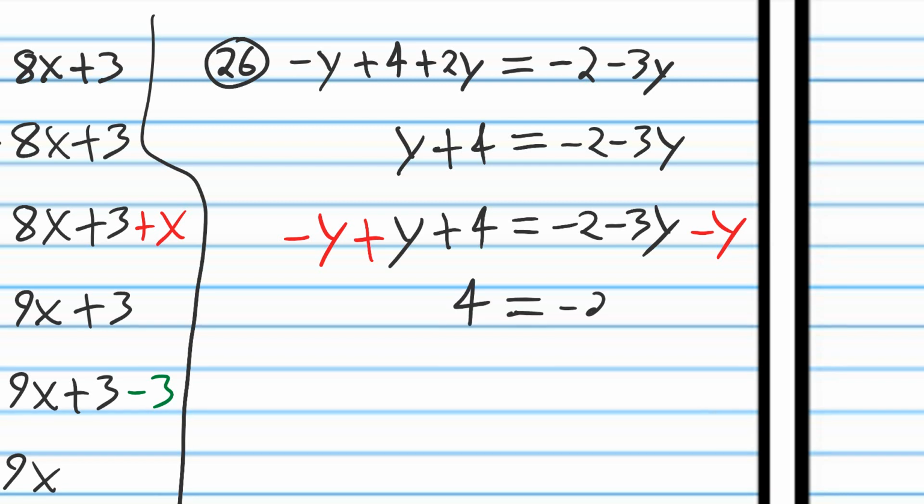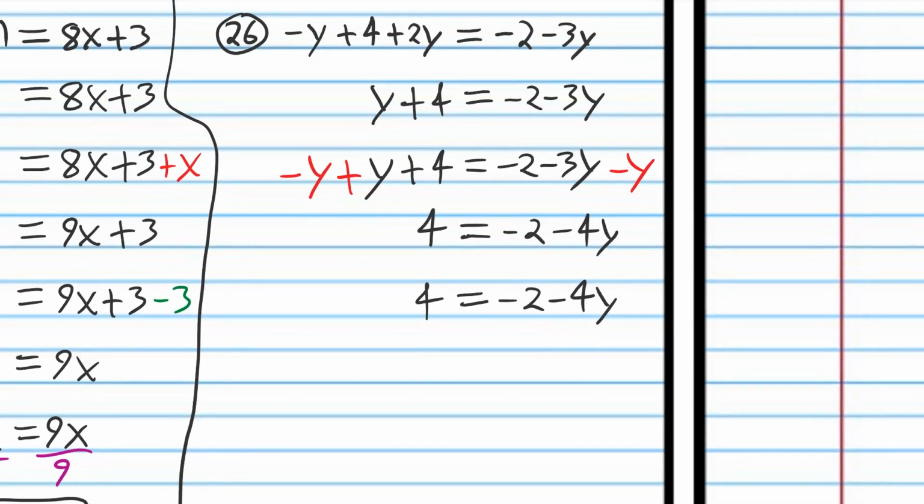And we get -2, and then these combine: -3y minus y is -4y. Rewrite again. And I'm going to add 2 to both sides. I'm going to get 6 over here, and -4y. Now it's very important you take the negative with the 4y. Bring the negative with the 4y.